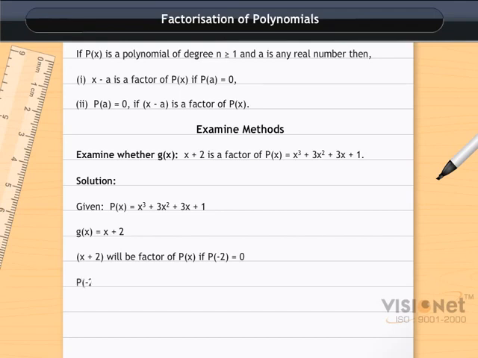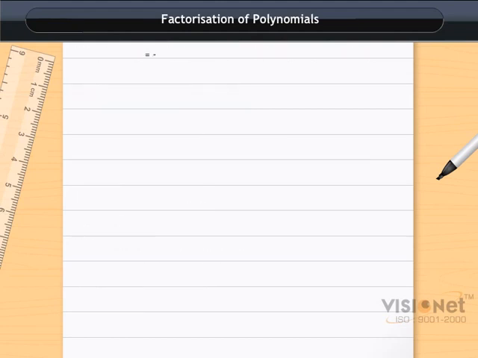p of minus 2 is equal to minus 2 cube plus 3 into minus 2 square plus 3 into minus 2 plus 1, which is equal to minus 8 plus 12 minus 6 plus 1, equals minus 14 plus 13, which is equal to minus 1. That is, p of minus 2 is not equal to 0. Hence, x plus 2 is not a factor of polynomial p of x.